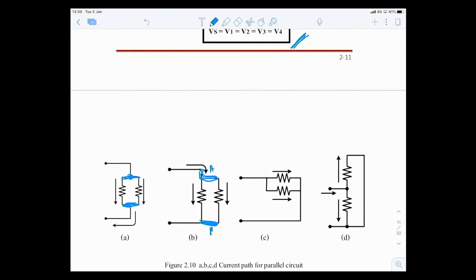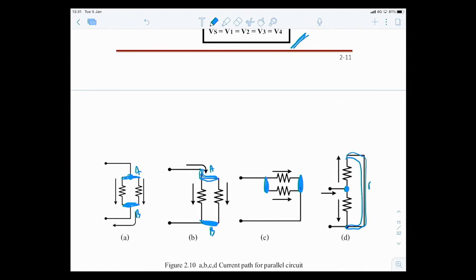So A, B, like this. Okay, these resistors are also connected in parallel because this is the same node and this is the same node. Okay, this is also in parallel. This is the node on the, let's say, the top end of the two resistors, and this is the same node.